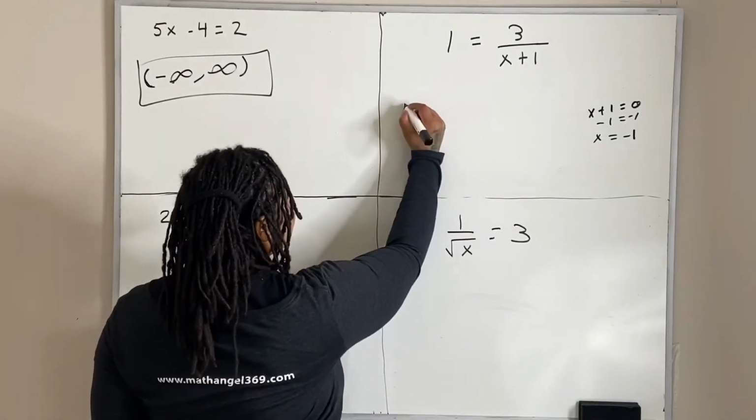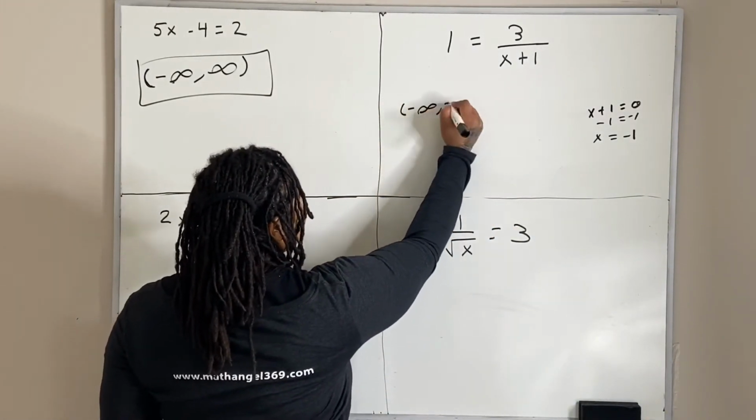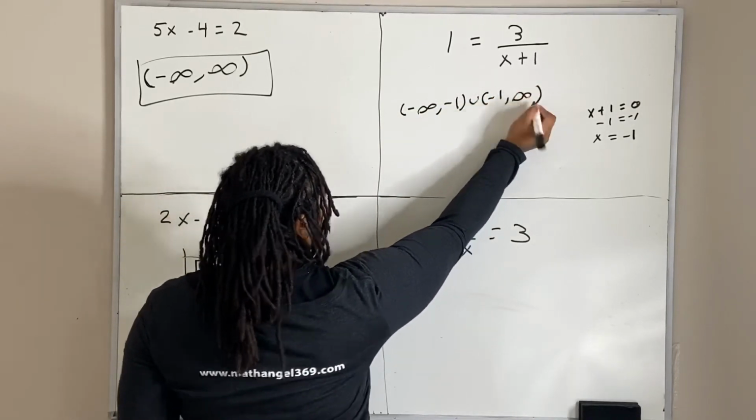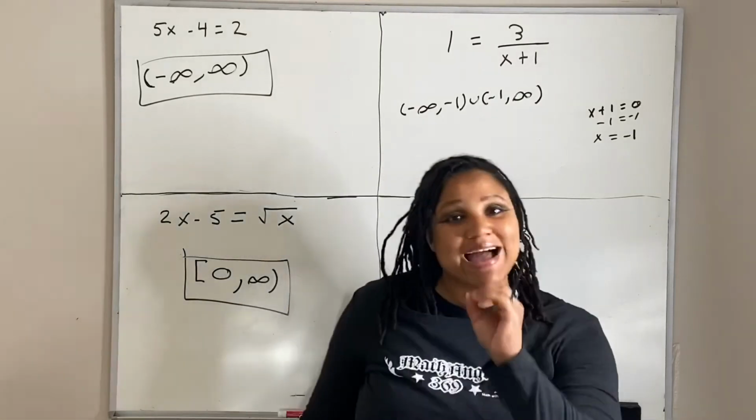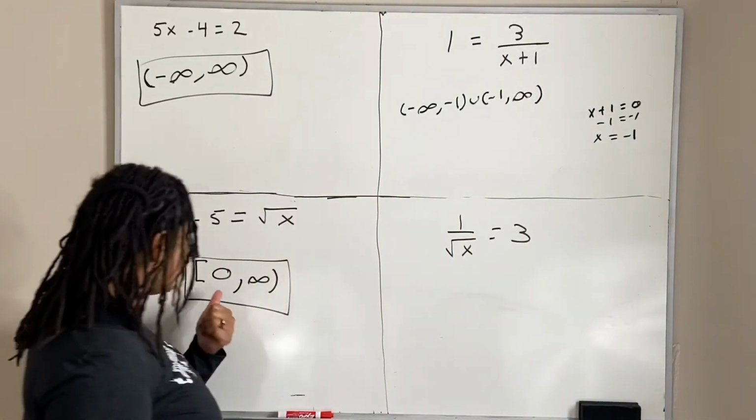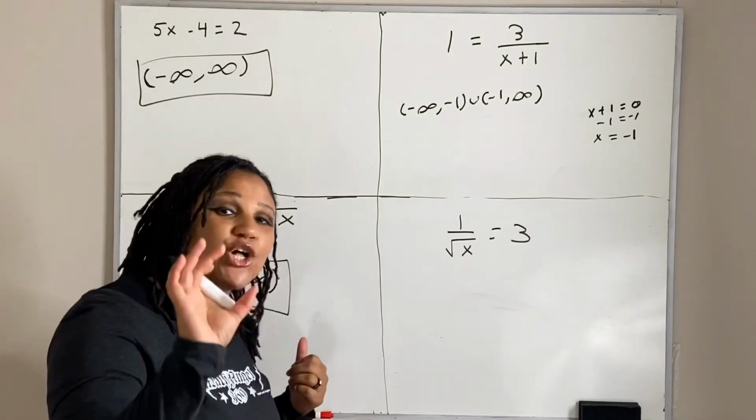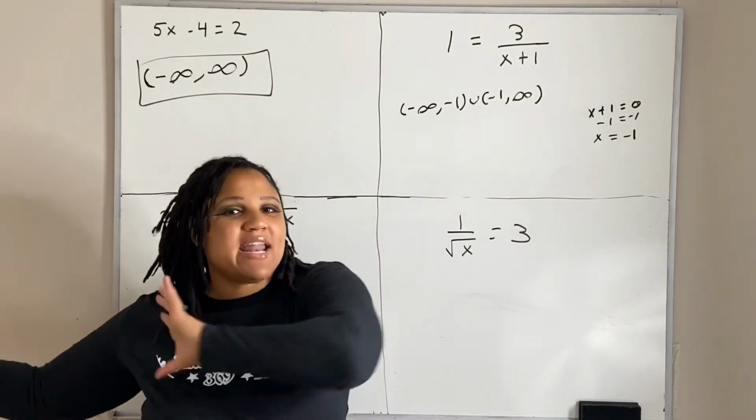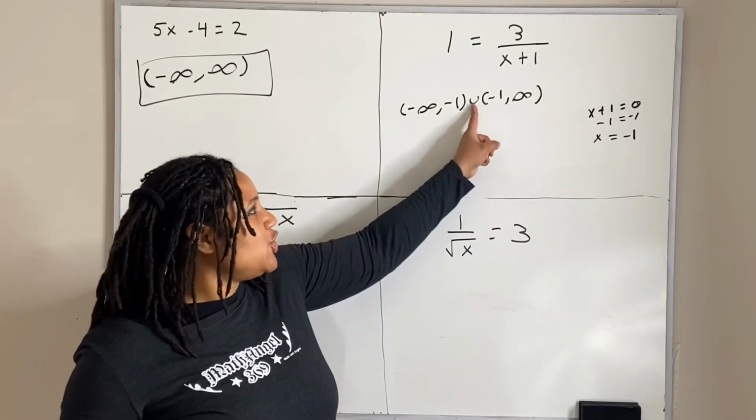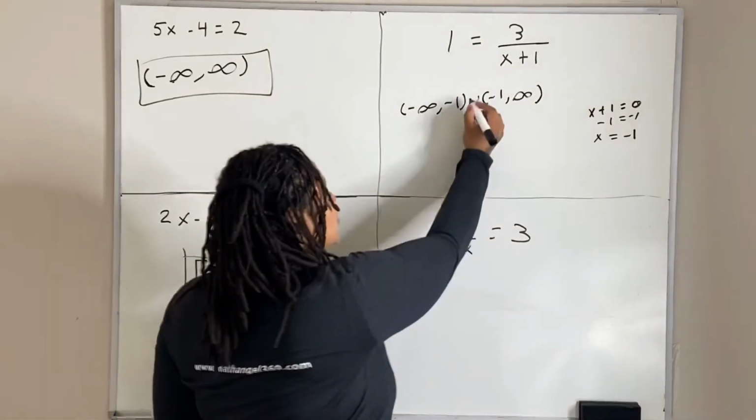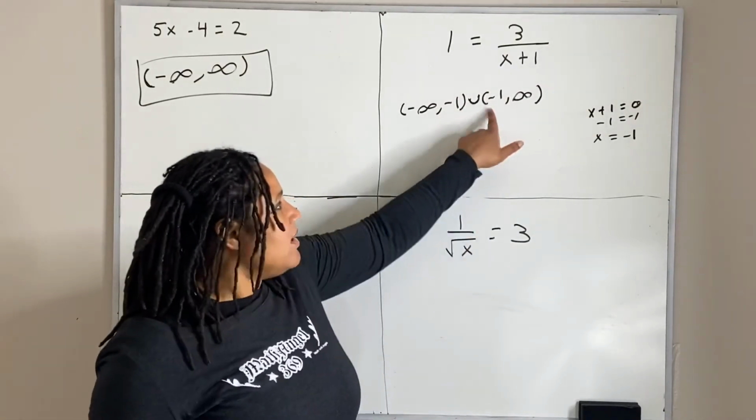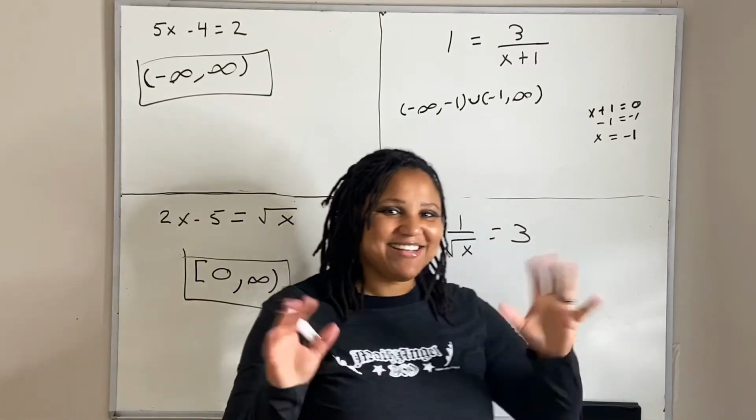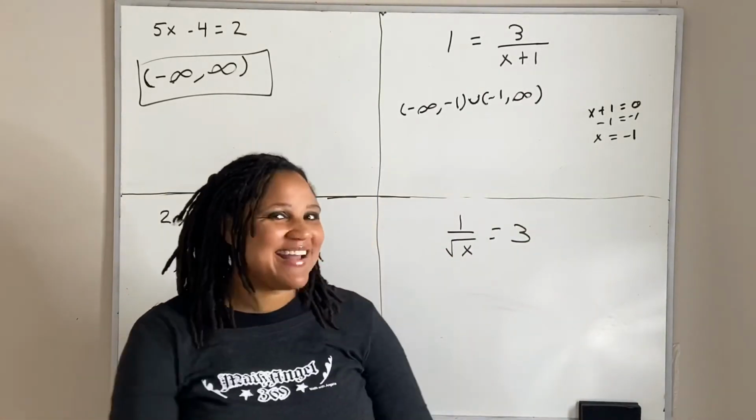So our domain is from negative infinity to negative 1, union negative 1 to infinity. And again, the parentheses mean we're not including negative 1. Now, if I had put a bracket like we did over here, that means we are including that number. So basically, we can plug in any number from negative infinity up to negative 1, union, this little u means union, negative 1, which we're not including, to positive infinity. Okay, so that is how you do that problem.